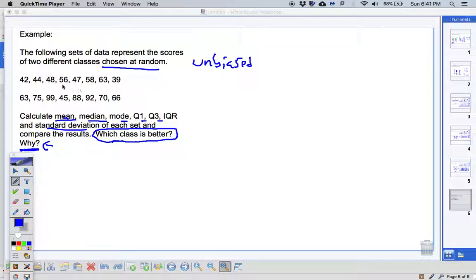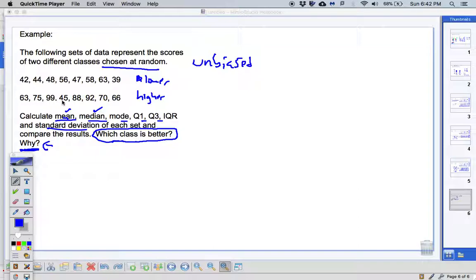So the next thing I would do is I'm going to look up this set of data, and I'm going to go ahead and calculate either the mean or the median. And just looking at this data, it is quite obvious that the bottom one has a higher mean or median than the top one. And the reason is look where the middle of this is. We got 42, 44, 48, 56, 47, 58, 63, 39. The middle of this data is going to be somewhere in the 40 to 50 range, probably in the 50s.